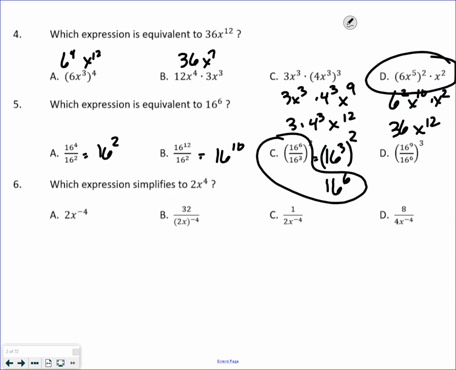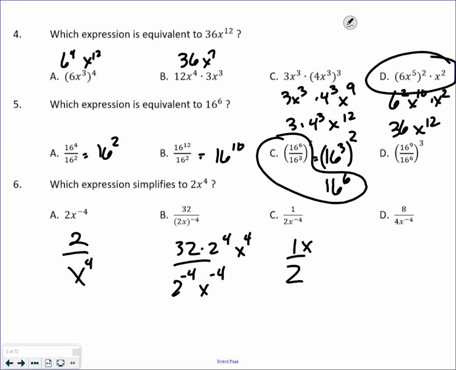Again, they're wanting you to go through each of the answers until you find 2x to the fourth is the answer. Anytime you have a negative power, it's the reciprocal. 32, we get 2 to the negative fourth, x to the negative fourth. 2 to the negative fourth is a fraction. When I move it to the top, you'll get 2 to the fourth on top, x to the fourth on the top. And again, when you multiply those two together, it's a little bit too big.